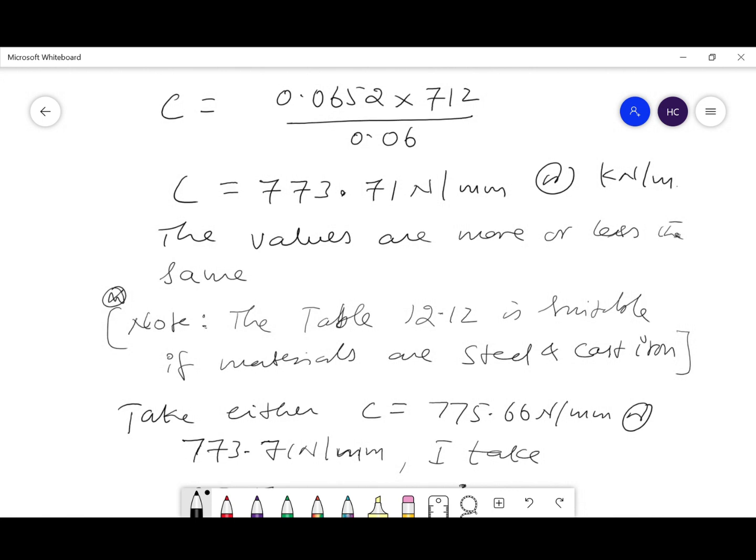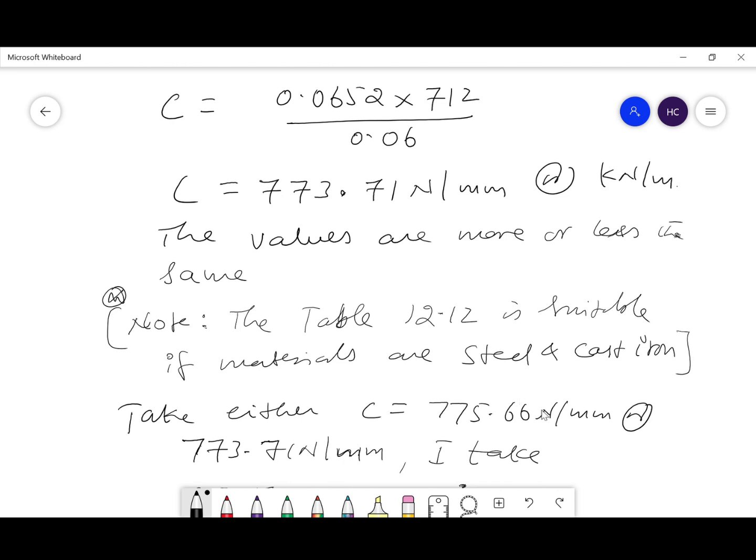That is 775.66 Newton per mm. This is 773.71 Newton per mm. So either this value or this value you can take. As I mentioned, the table 12.12 is suitable only for materials which are steel and cast iron. It is not suitable for bronze or any other materials.